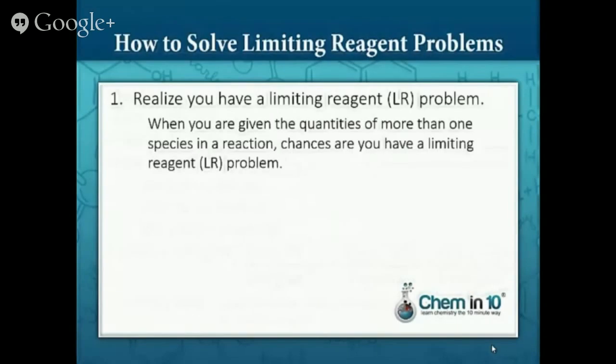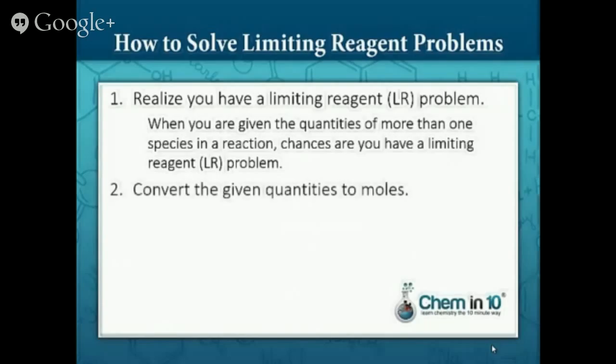So this is how you solve limiting reagent problems. First, you have to realize you have a limiting reagent problem. And the clue is, when you're given the quantities of more than one species in a reaction, chances are you have a limiting reagent problem. In the last problem, we were given the amount of sodium metal and the amount of chlorine gas. We were given the amount of each reactant. That tells me I have a limiting reagent problem.